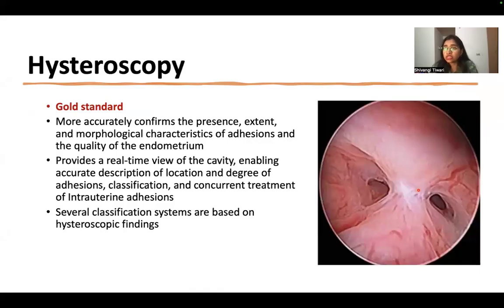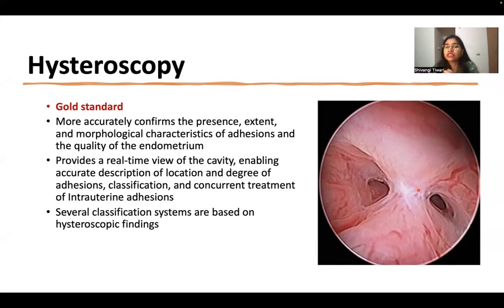Next is diagnostic hysteroscopy. So whenever we do hysteroscopy, it is diagnostic, it is a gold standard. Hysteroscopy is the gold standard to diagnose intrauterine adhesions, Asherman syndrome. It more accurately confirms the presence, its extent, and morphological characteristics and the quality of the endometrium. It provides a real-time view of the cavity that enables us to accurately describe its location, degree of adhesions, its classification, and concurrent treatment of intrauterine adhesions.